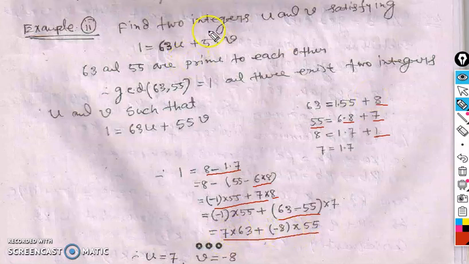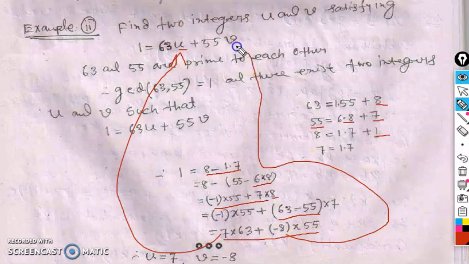So here we can find the solution where u becomes 7 and v becomes -8. So the result is u is 7 and v is -8. That is the procedure. You can evaluate the GCD, and if the equation is given in that particular form, you can find the value of the corresponding variables.